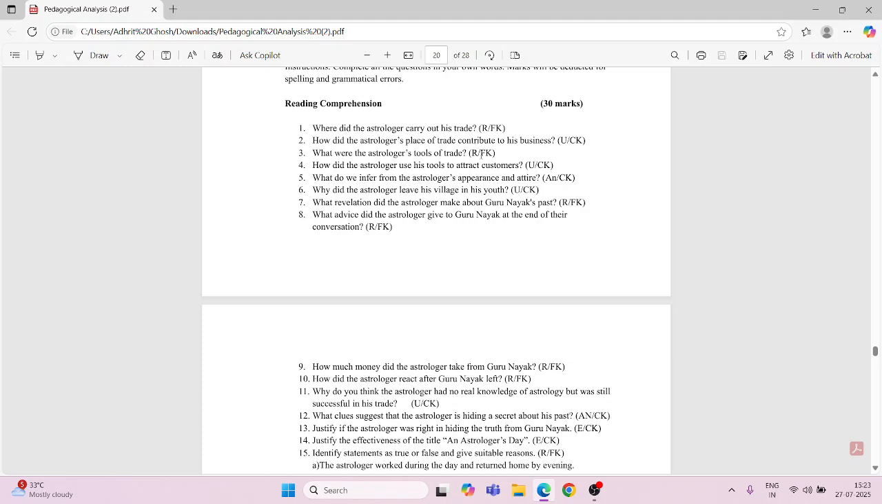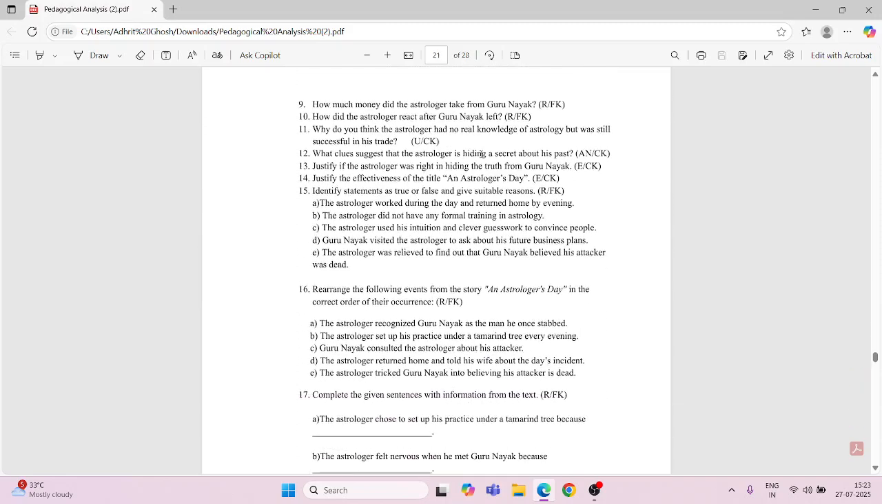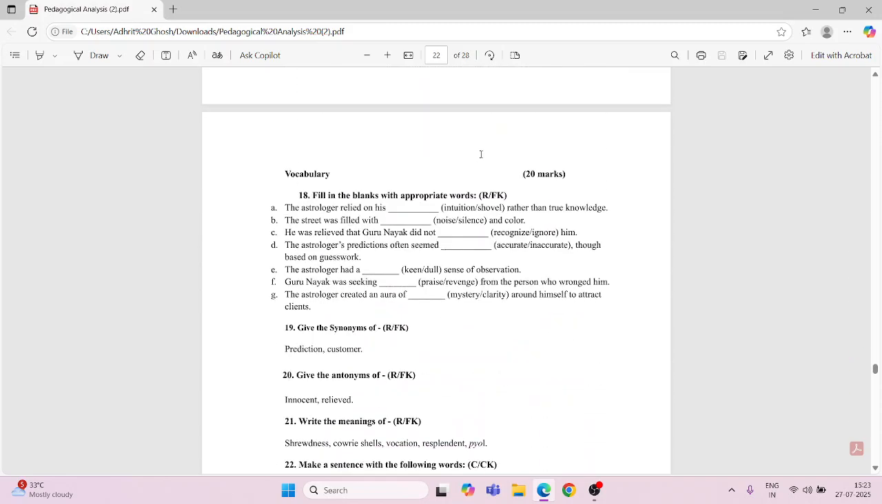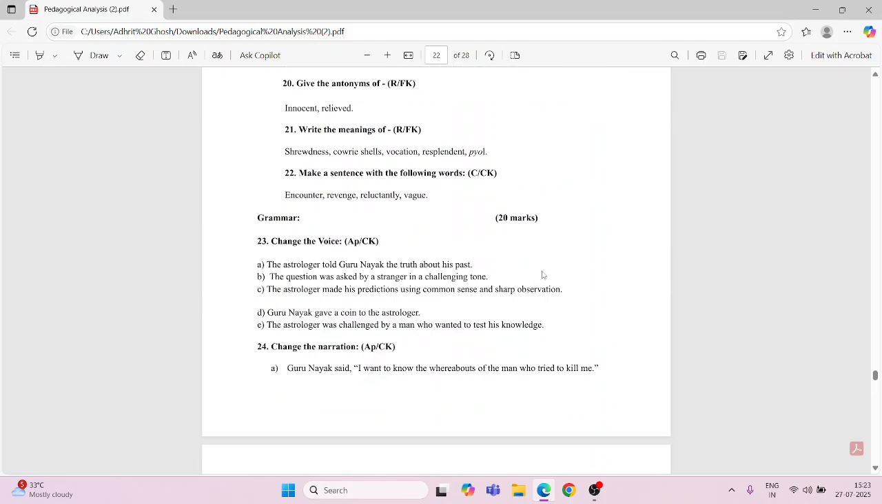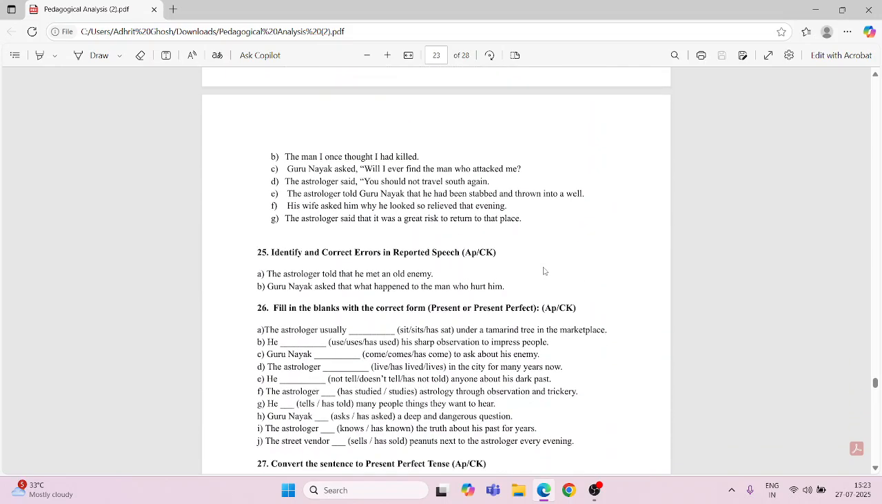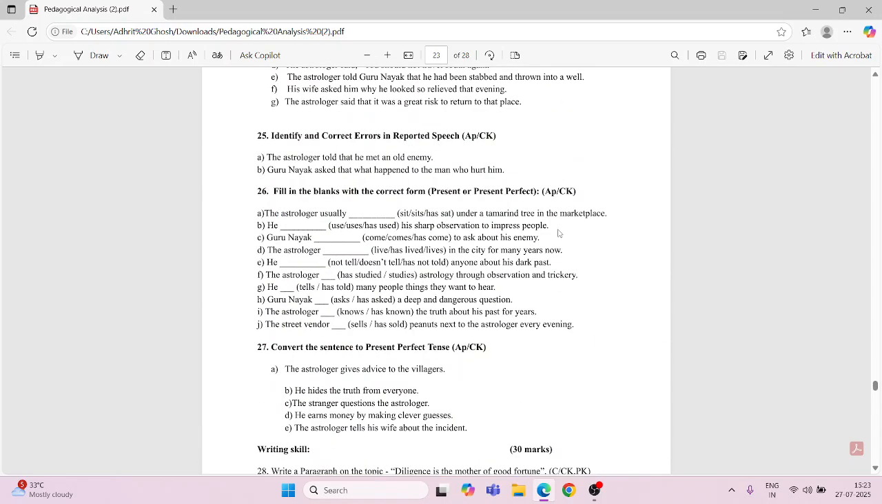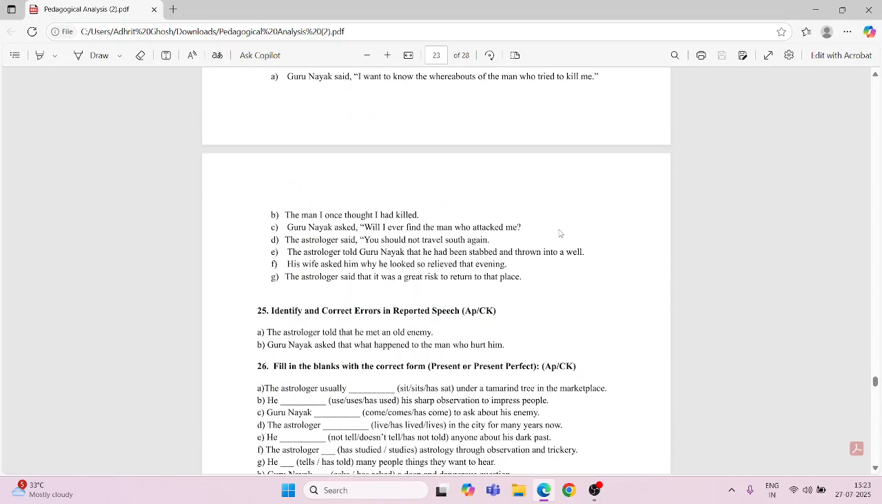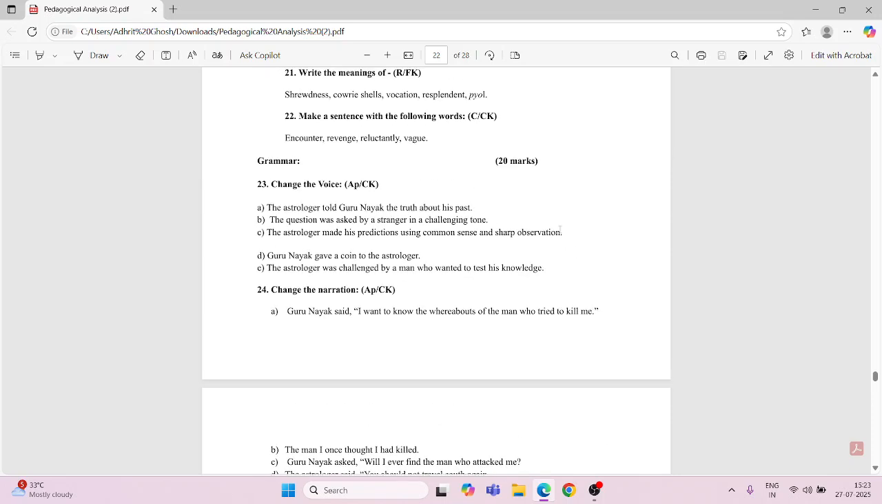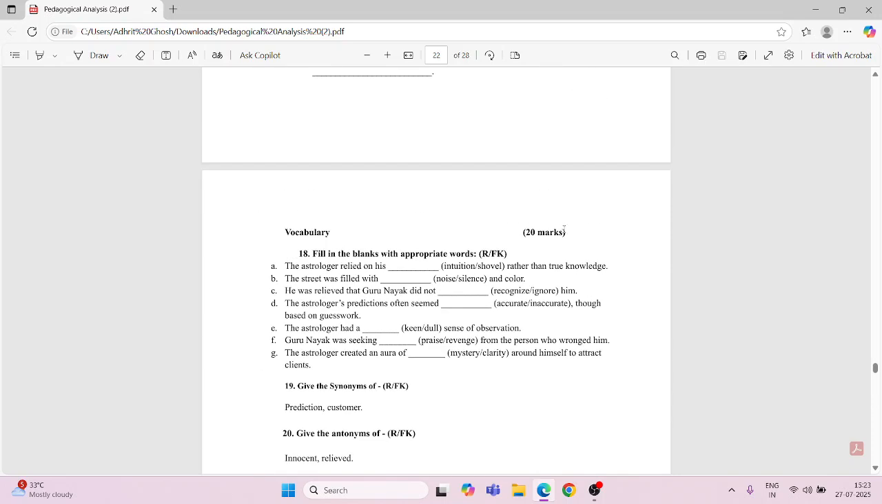So it will be divided into segments, that is reading comprehension. Then you have vocabulary, and I have given grammar separately, vocabulary separately, and then the writing skill part, writing skill 30 marks. This is how I have divided the lesson. So you can allot fewer marks to this also. It depends.